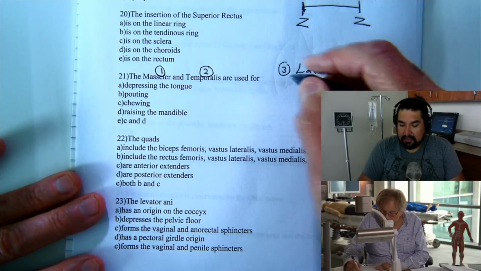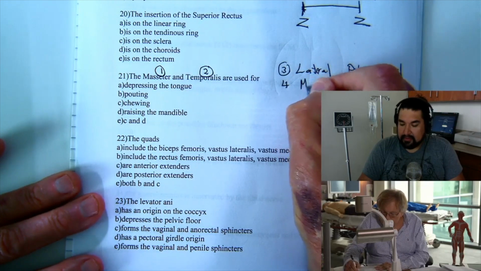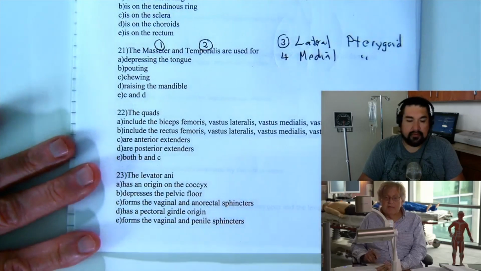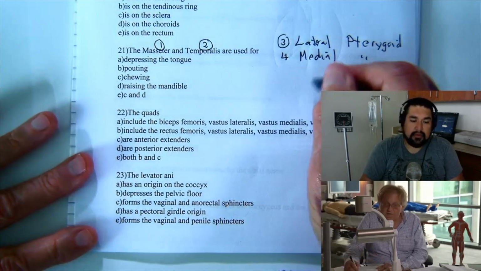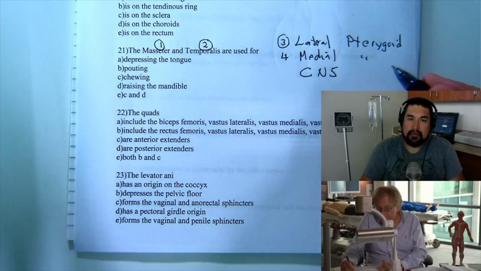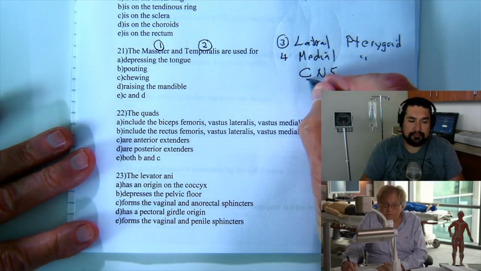And 4 is the medial pterygoid. So those are the muscles of mastication. Remember, they're all going to be innervated by CN5. Chewing, or a toothache, CN5 is the trigeminal nerve.